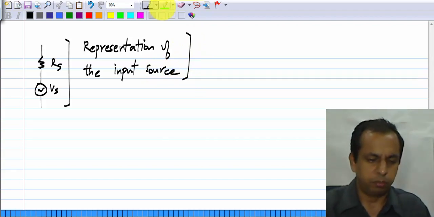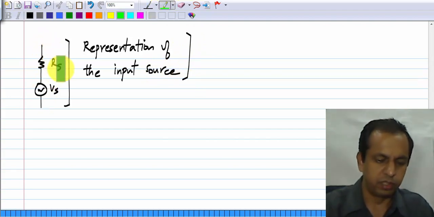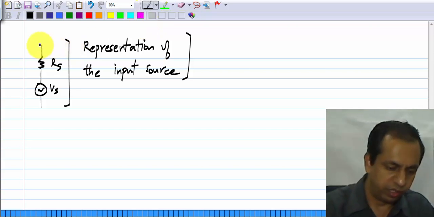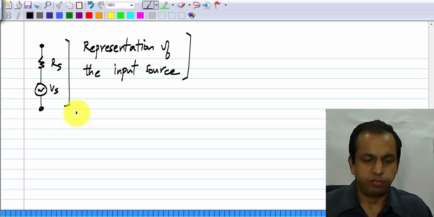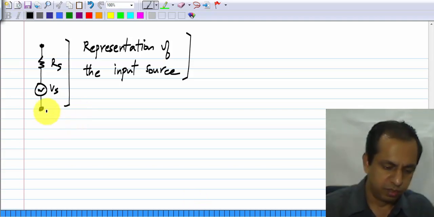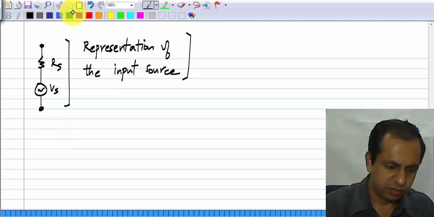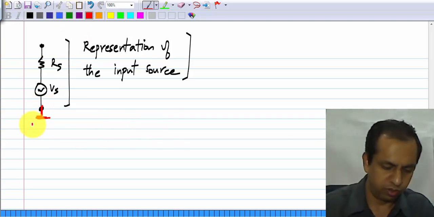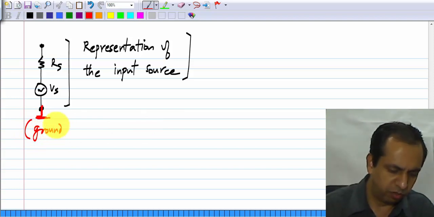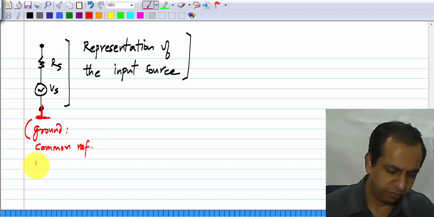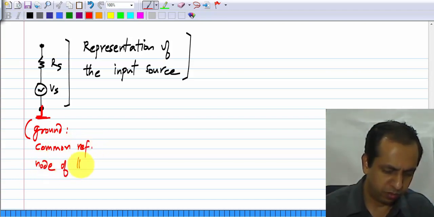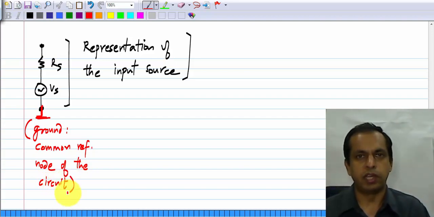It does not mean that the input source is actually a voltage source with a resistance and you can connect its two terminals anywhere you want. Very frequently what happens is that one of the terminals has to be connected to ground, and ground here means whatever is the common reference node of the circuit. And why does this happen?